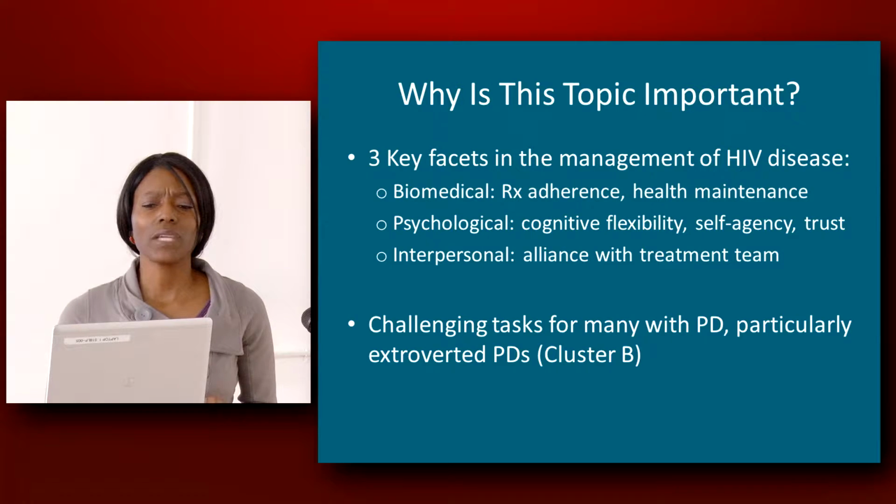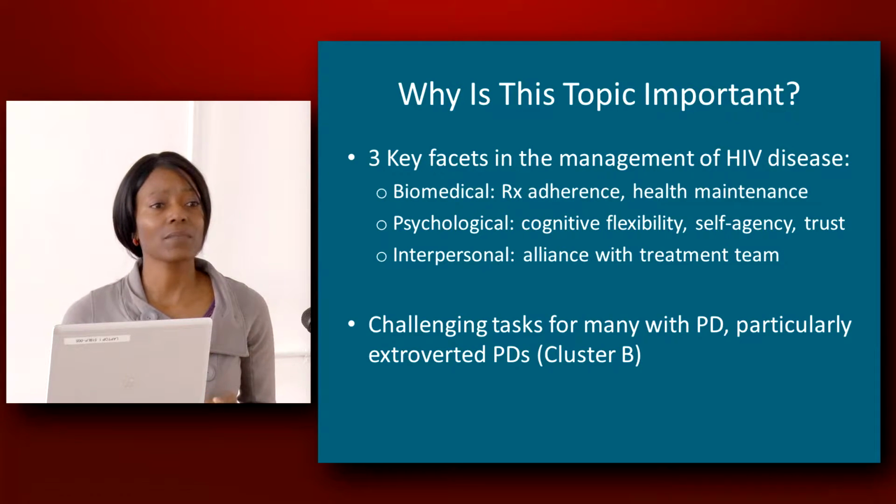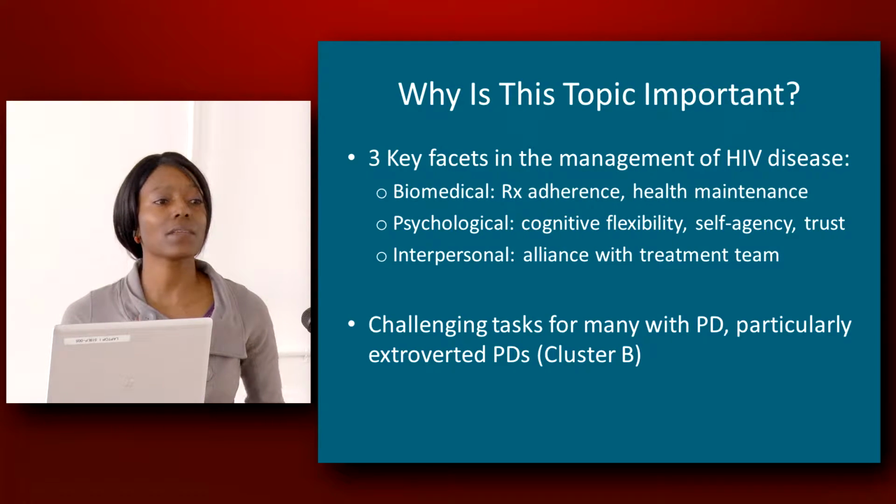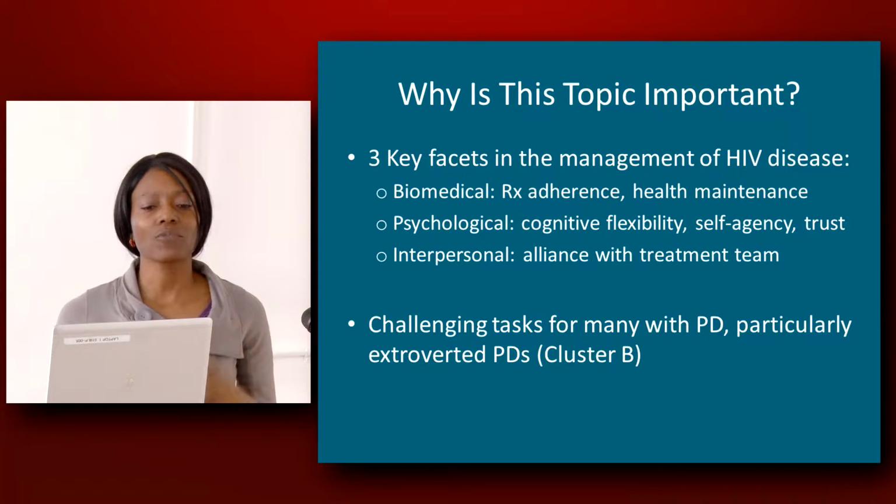And there's also issues around self-agency. Do they see themselves as being able to be involved directly in their treatment? Do they see themselves as having an impact on the course of their illness, or do they see themselves as being helpless, much as you just talked about? And how able are they to form trust in relationships? And this is really important when you look at alliance with the treatment team.